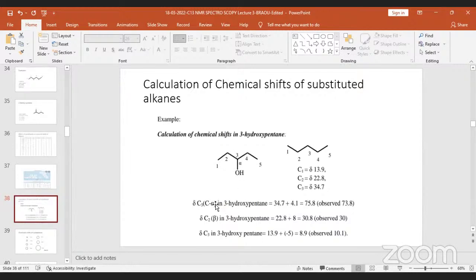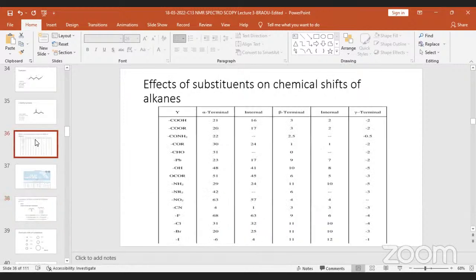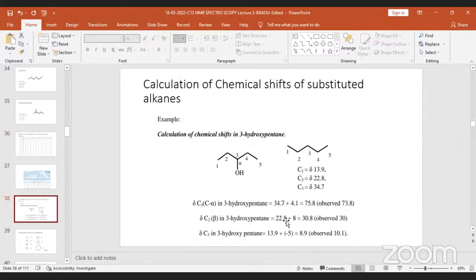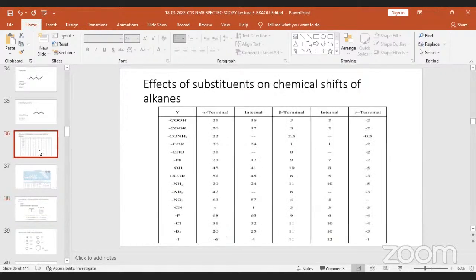Suppose you take C alpha, delta C3 in 3-hydroxypentane. To this value of 34.7, what value do we have to add? It is internal, no? So this value we have to add, 8. See, 8. To this 34.7, you have to add 4.1. Okay.